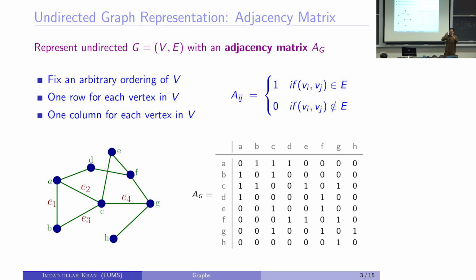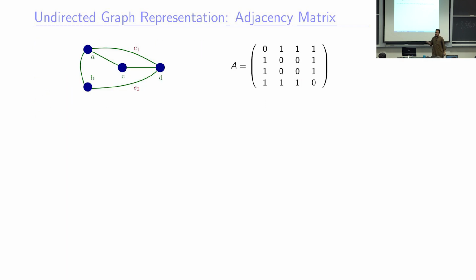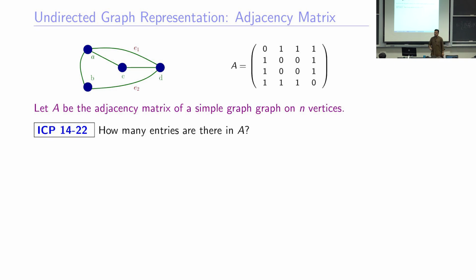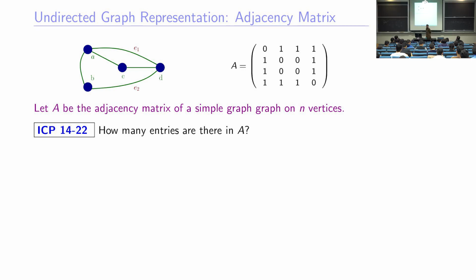Representation clear? Okay, when you say something is clear, I'm going to ask you a few questions in a minute and then we'll come back to this. Here is the adjacency matrix A of this graph. If the graph has n vertices, how many entries will be there in the matrix? N times n, right? N squared.